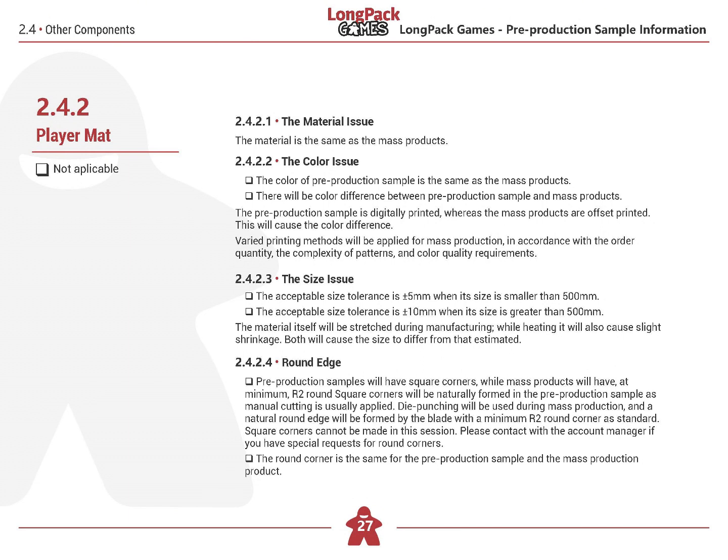Round edge. Pre-production samples will have square corners, while mass products will have, at minimum, R2 round corners. Square corners will be naturally formed in the pre-production sample, as manual cutting is usually applied. Die punching will be used during mass production, and a natural round edge will be formed by the blade with a minimum R2 round corner as standard.